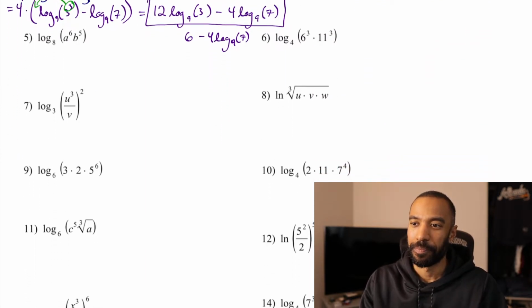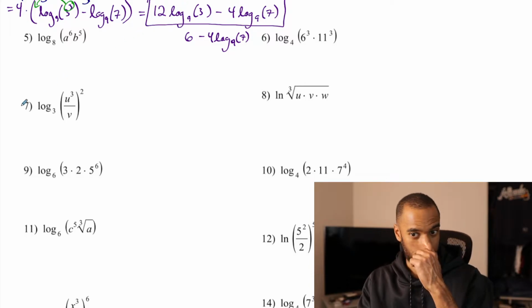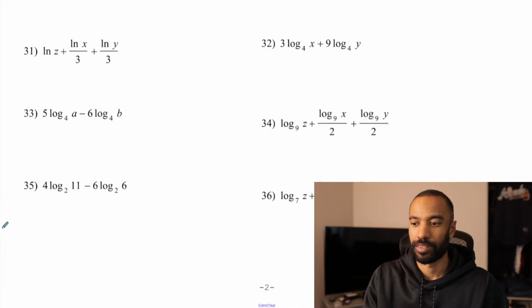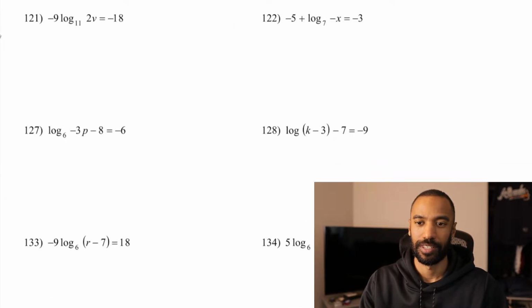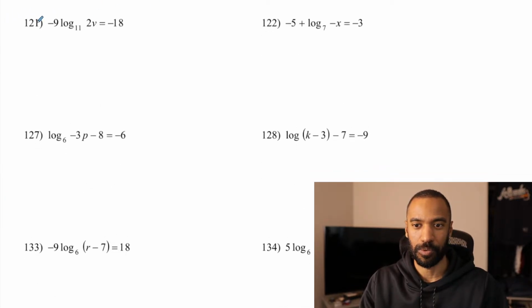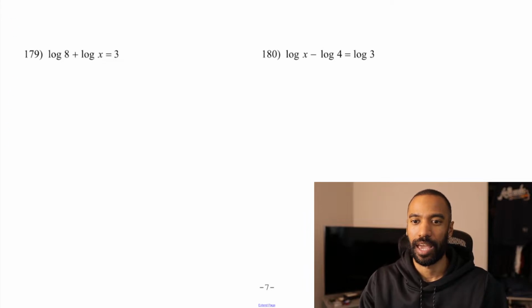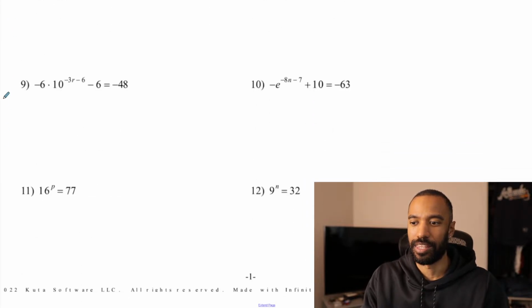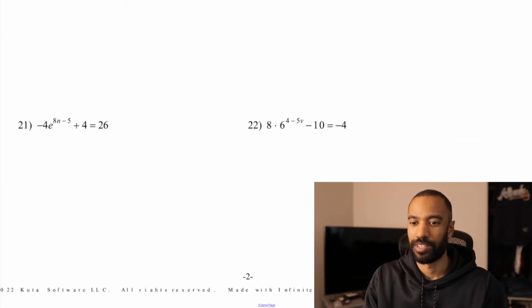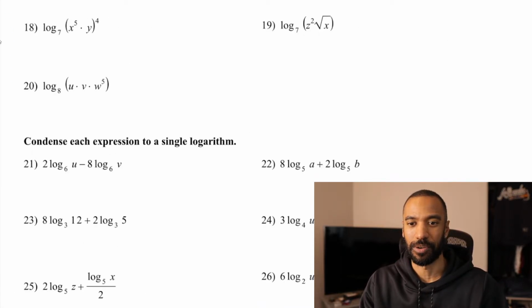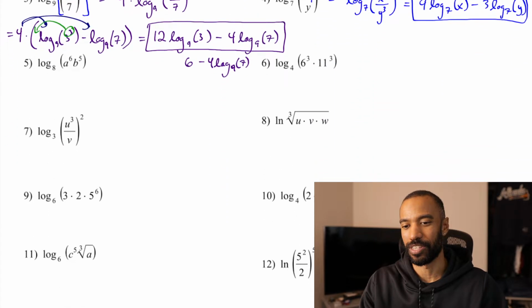Number 5. Selfishly, guys, you want to see how many problems we got? 36. And then these, you can see I skipped problems. See 121, 122, 127, 128. And then these problems. And then these problems. So we got a bunch. You can see why I'm going to speed up on some of these. Hopefully they start to kick in.